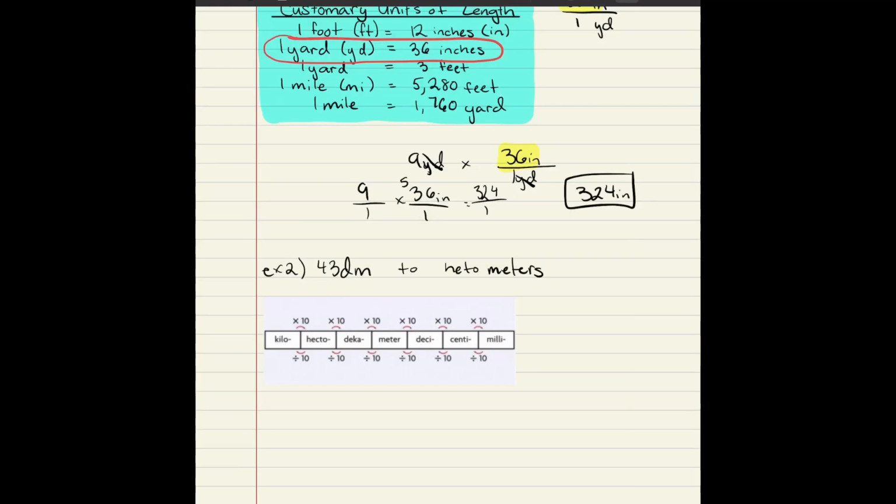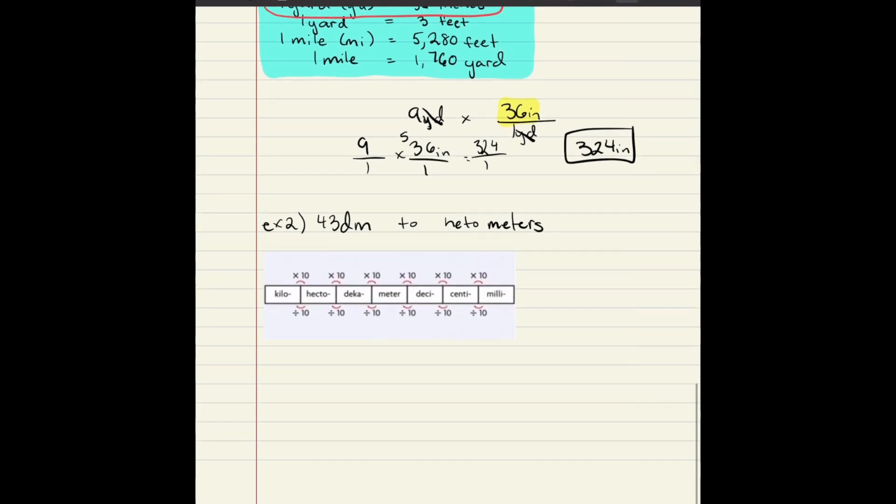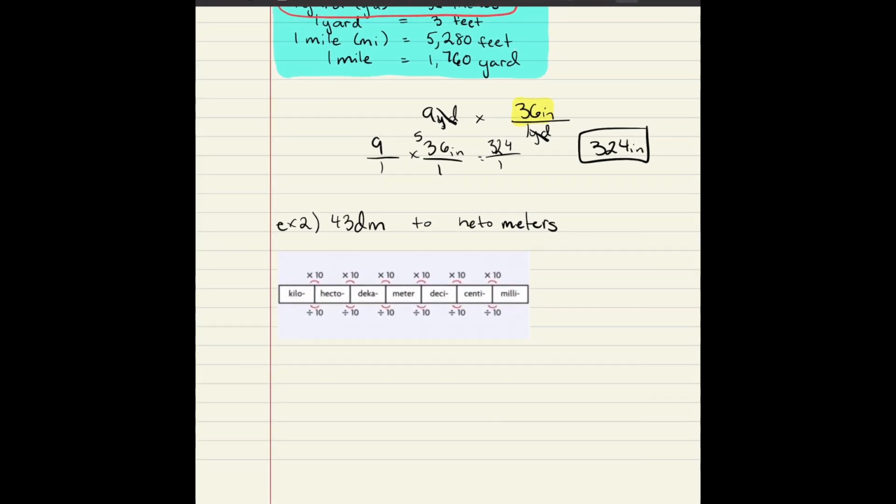All right, so this is example 2. And you're going from decimeter to hectometer. So this is different because we're using the metric system instead of our customary system. So there is a conversion rate we could do where it would say 1 kilometer is equal to 10 hectometers and 1 kilometer is to 100 decameters and so on and so forth. But instead, here is our hack.